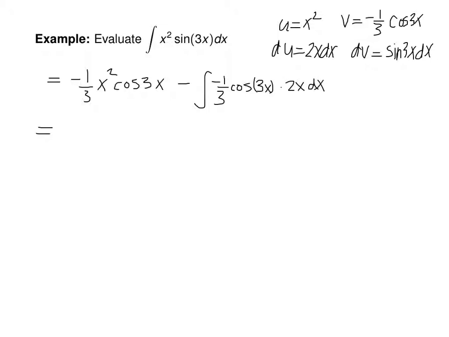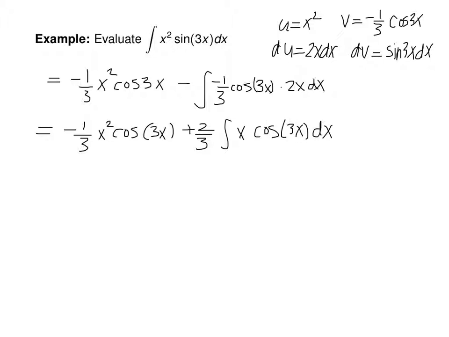So we can simplify that slightly into plus 2/3 the integral of x cosine of 3x dx. And now we can apply the technique again. This time, let u equal x, and then du will equal dx. Let dv equal cosine of 3x dx, and v will be 1/3 sine of 3x.